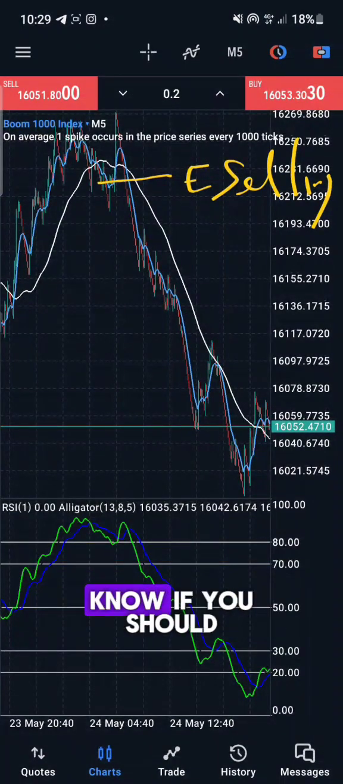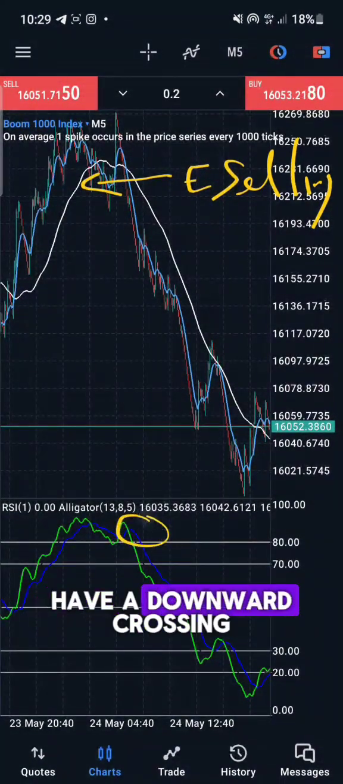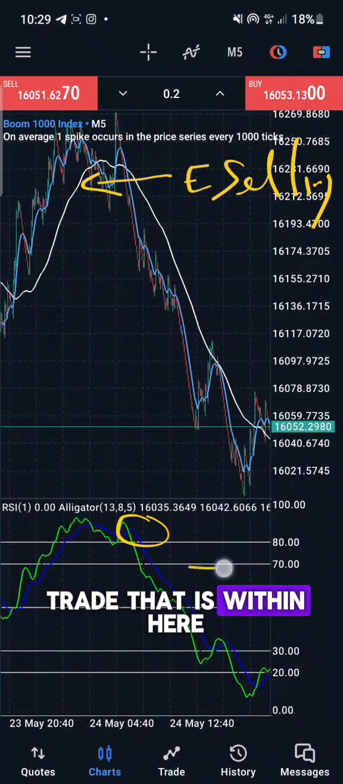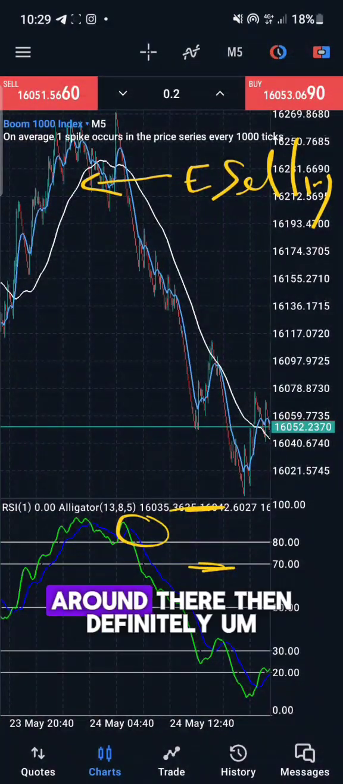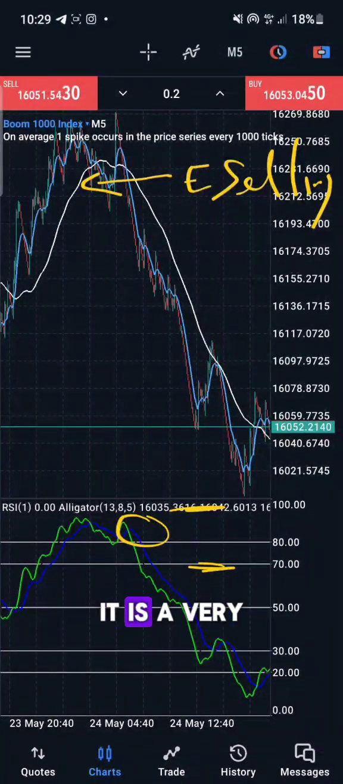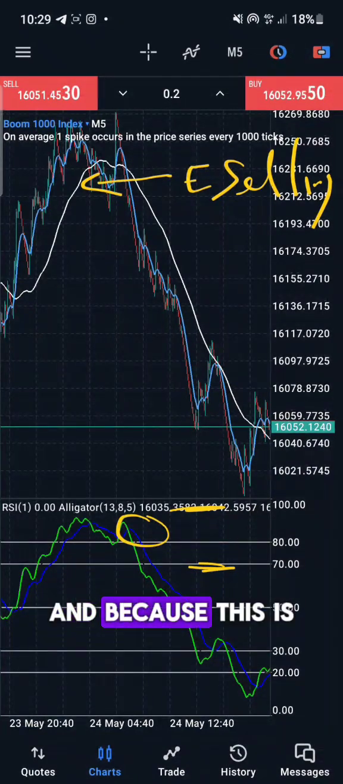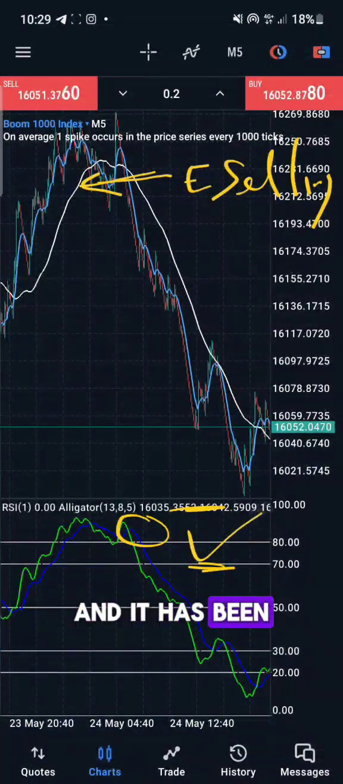And how do you know if you should enter right here? Make sure you also have a downward crossing around here, and it should be around 70 to 100, that is within here to here. Once it happens around there, then definitely it is a very good place for you to start selling.